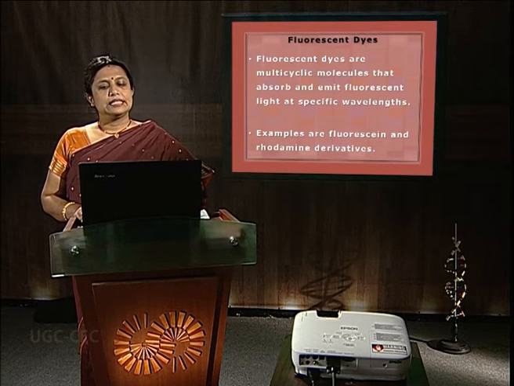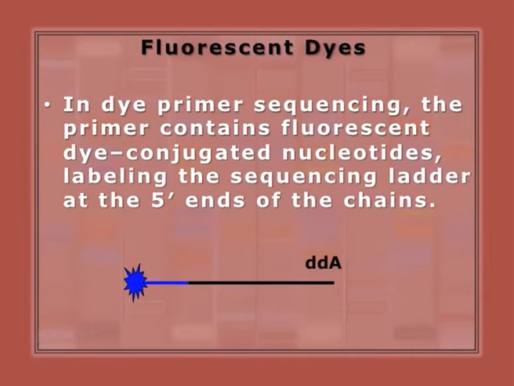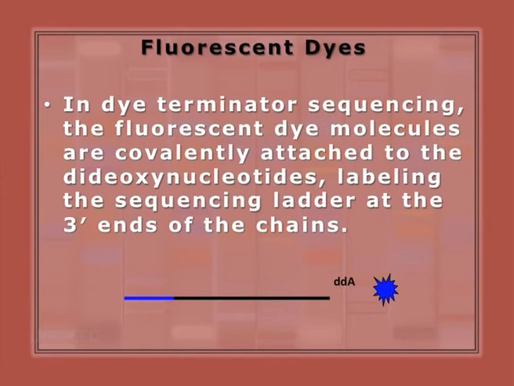The fluorescent dyes that we use are mostly rhodamine and fluorescein derivatives. So, what is done? In one case, we can use dye primer sequencing, wherein the primer contains fluorescent dye conjugated nucleotides, labeling the sequencing ladder at the 5' end of the chains. On the other hand, in dye terminator sequencing, the fluorescent dye molecules are covalently attached to the dideoxynucleotides. In this way, the dye terminator sequencing is carried out.